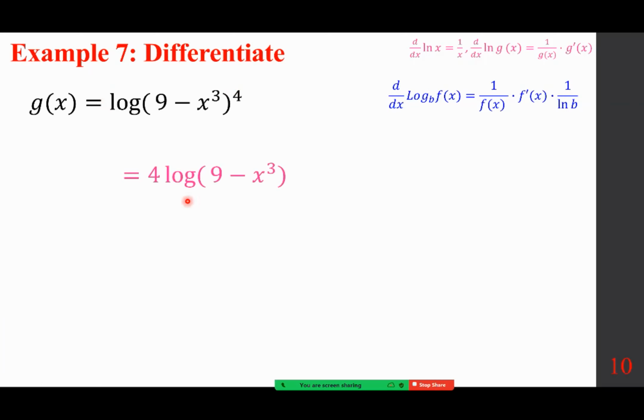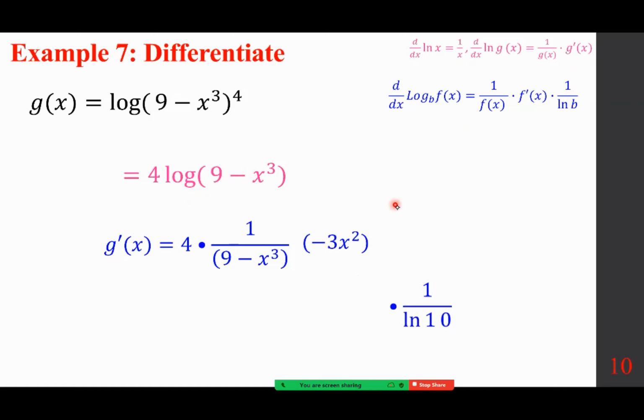To differentiate this first, this 4 is a multiplier and we're going to keep it. Then to differentiate the log, first flip this over the argument, so it's 4 times 1 over 9 minus x cubed. Then by the chain rule, I need the derivative of the argument of log, which is negative 3x squared. And then since the base is not e, I need 1 over ln b. And since the base is missing, that means the base must be 10, 1 over ln 10. I'm done. I'm going to just rewrite this.